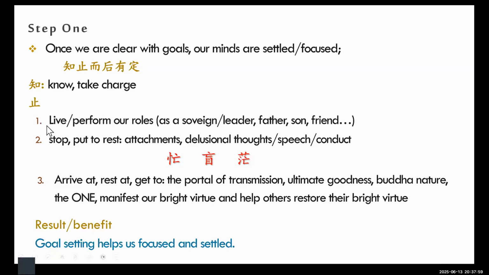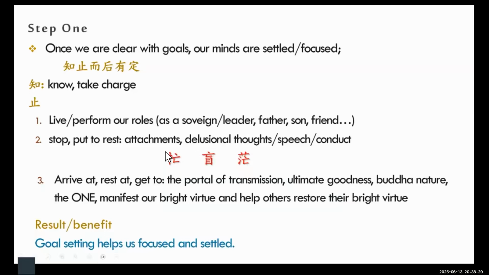It can also mean to arrive at, okay? As you can see here, I should have put this on the top as the first bullet point. It means to stop, to put to rest. In order for us to have our proper goals, we need to first put all these bad things to rest, okay?